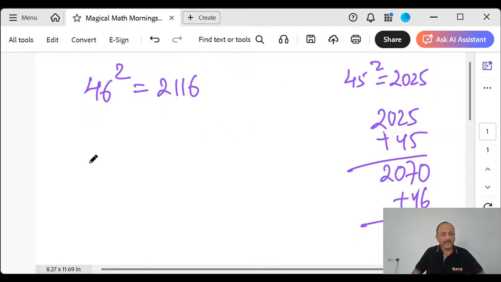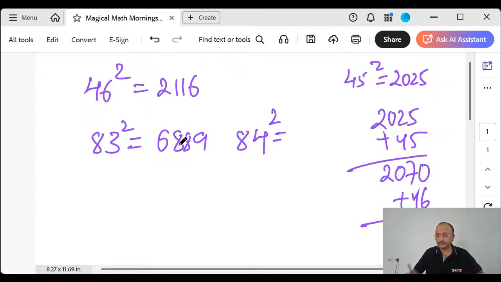Now I am giving you 83 square is equal to 6889. I want you to find the square of 84. Starting from here, you can do it using 83 square, which I had already given. Find out the square and tell me the answer in the chat. 83 square we know. Add 83 and add 84.